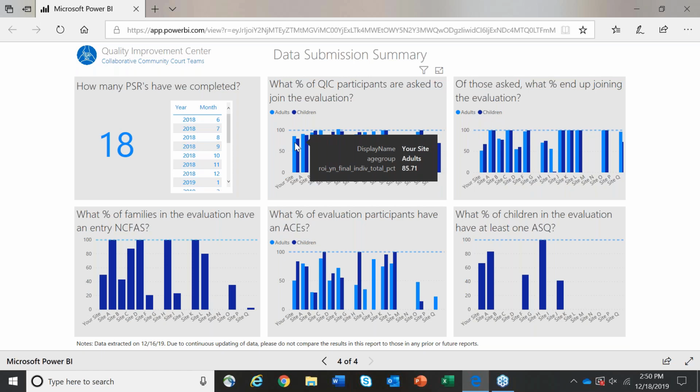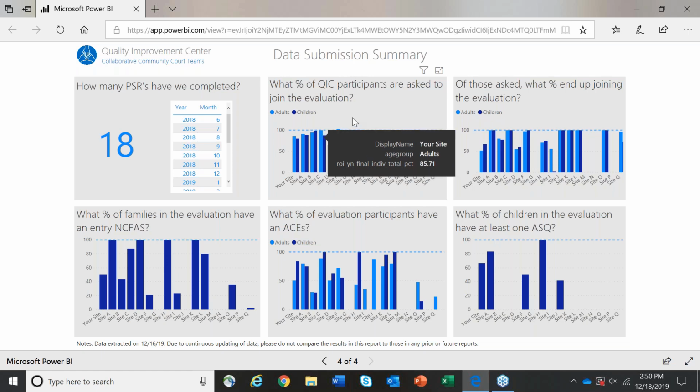One thing too, I know there are a number of programs who told us that somebody didn't have a release of information because they couldn't be contacted or they couldn't be found. And that's fine. Those folks are included in here, even though you weren't technically able to ask them. We know that you were not able to get an ROI from them, so they can't participate in the evaluation.